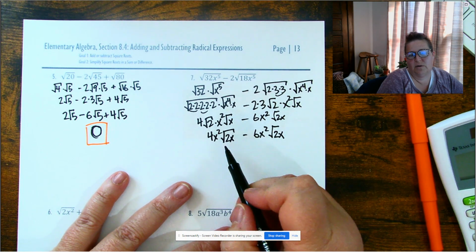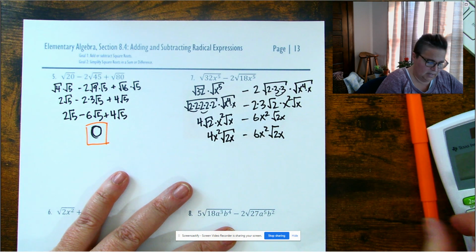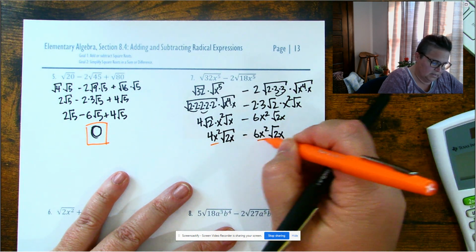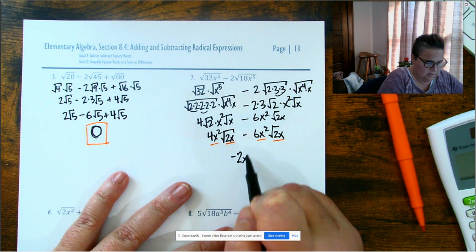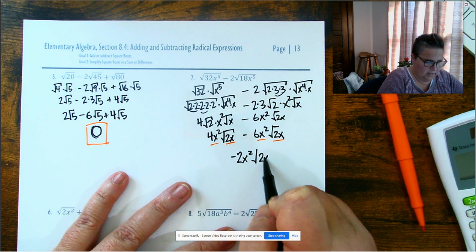So 4x squared square root of 2x minus 6x squared square root of 2x. 4x squared minus 6x squared is negative 2x squared. So minus 2x squared square root of 2x.